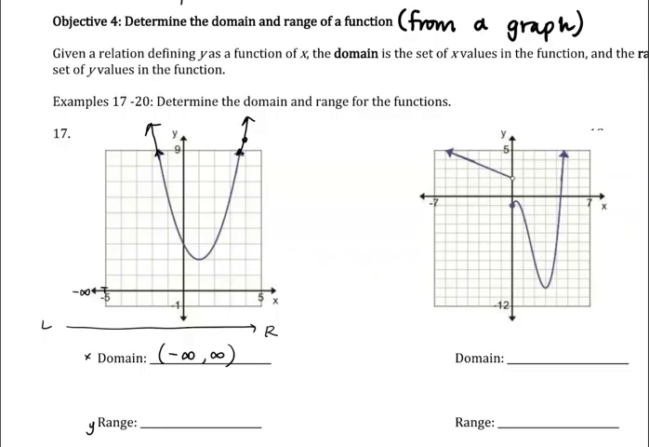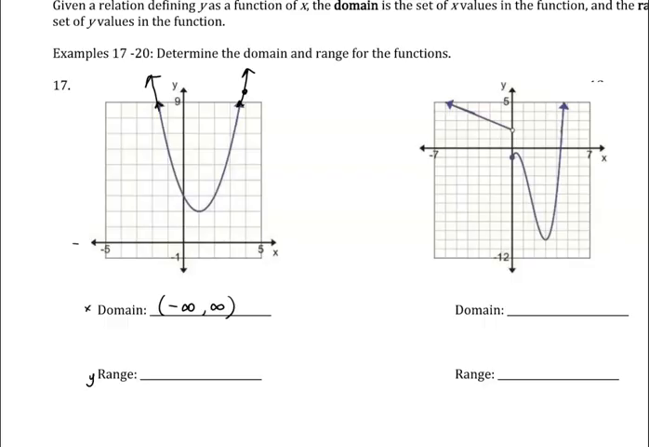Now let's think about the range. Range deals with the y values of the function. So we need the smallest y value to the largest. We're writing intervals, and we're always writing them from least to greatest. The smallest y value this function achieves is 2, right? There's no y values below 2.